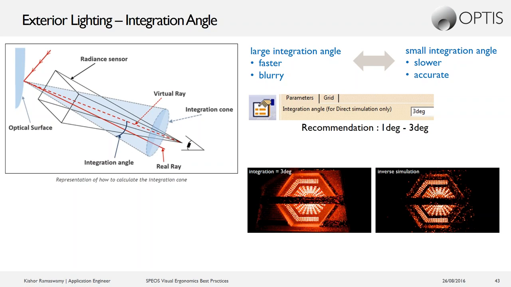Having an integration angle which is too large could lead to blurry results, but would be faster to simulate, whereas a smaller integration angle will provide a more accurate result, but will take a bit longer. Normally for lit renders, we recommend between 1 to 3 degrees for the integration angle.